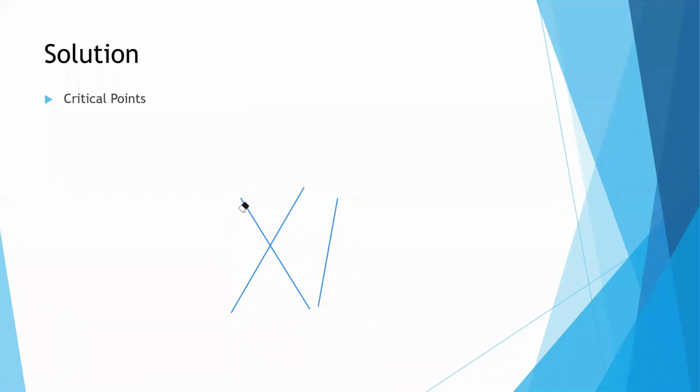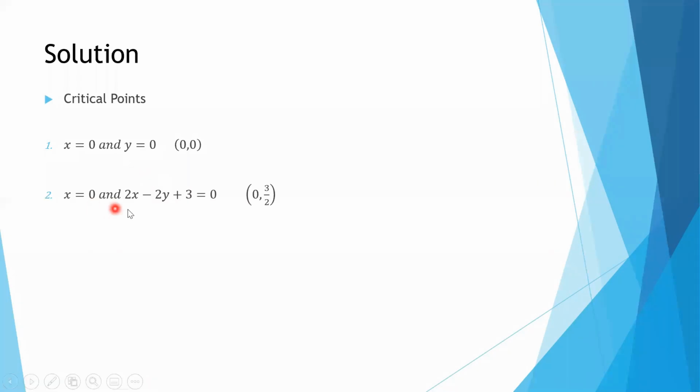I'll erase this. So the critical points will be, first one, like I said, x = 0, y = 0. After that, x = 0 and 2x - 2y + 3 = 0. So now x is 0, so I'm putting x as 0 here. So this becomes -2y + 3 = 0. In other words, y will become 3/2. So the second critical point is (0, 3/2).